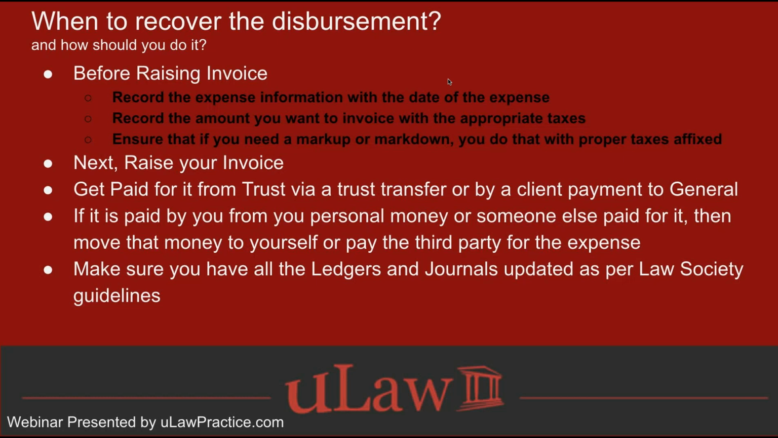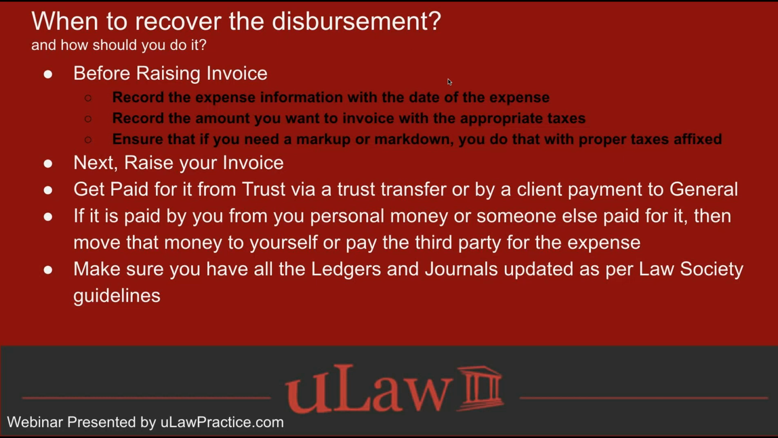There are two ways you can get paid, very similarly to how you're going to get paid for your legal fee. If there is money lying in trust, you're going to do a trust transfer for the amount of legal fee and disbursement, or sometimes people only raise an invoice for disbursement. There's no invoice for the legal fee. Maybe they have not come to that stage yet, or they've already entered the legal fee and done a separate one. Whatever the reason, it is the same procedure.